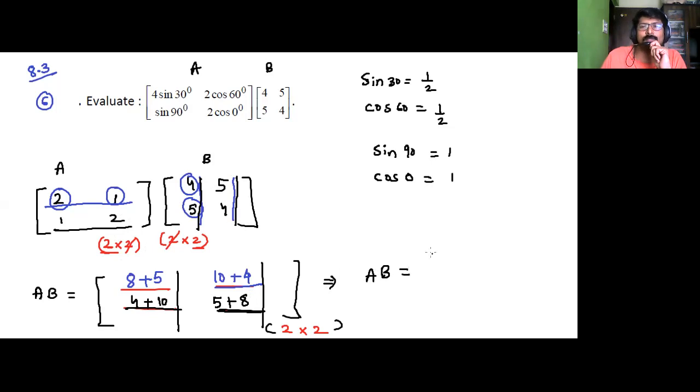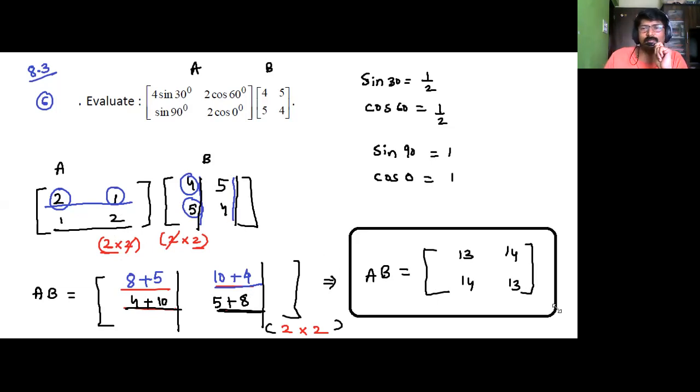Okay, guys. So what will the product AB be? 8 plus 5, 13, 10 plus 4, 14, 10 plus 4, 14, and 5 plus 8, 13. That's all. I hope you understood, guys. This is it. I hope you understood how to find the product AB. If you do it perfectly and get the answer this way, you're going to get 3 marks in your pocket. So simple.